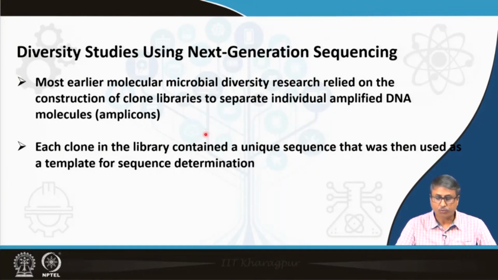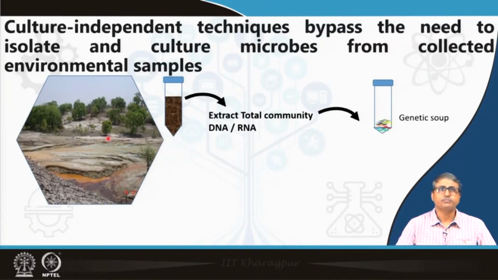One basic assumption in the case of the clone library based method was that each clone in the library contained a unique sequence that was then used as a template for sequence determination. Now, in most cases the culture independent techniques, as we know, bypass the need to isolate and culture microbes. So, we do not try to isolate any bacteria. Why do we not try to isolate any bacteria?